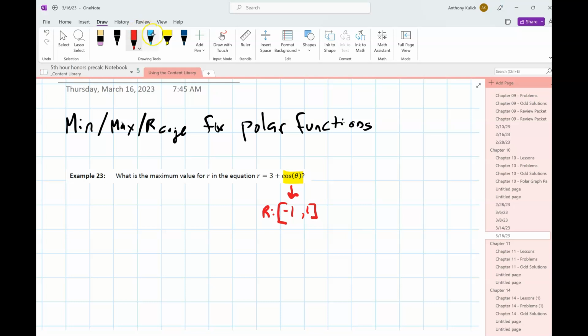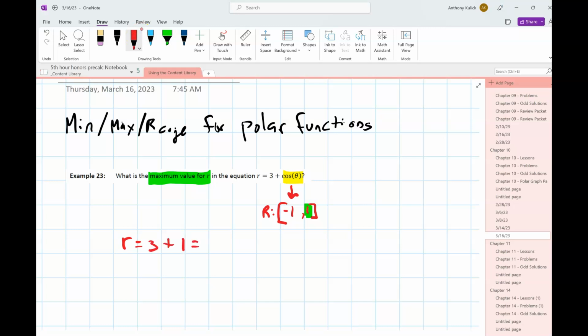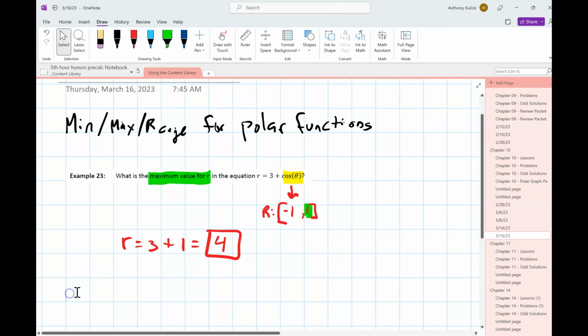So here, if we're looking for the maximum value for r, we also want the maximum value for cosine. Everybody agree with that? So that we can say the maximum value there is just going to be 4. You guys following things? Okay. No problem.